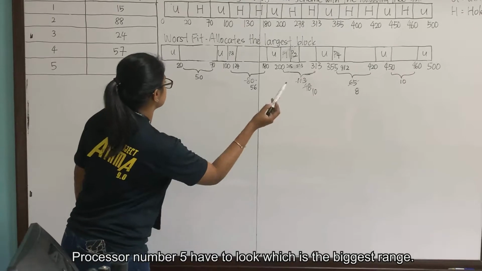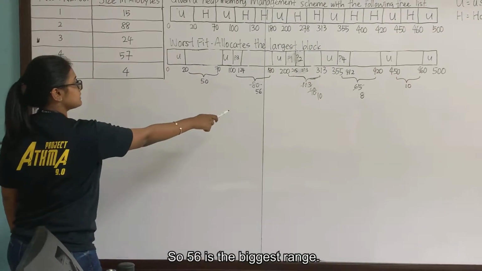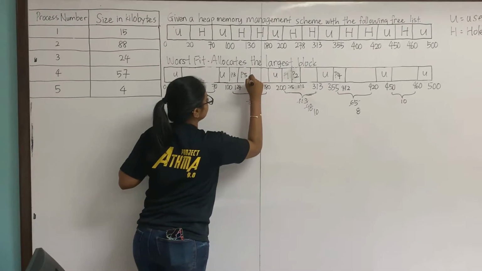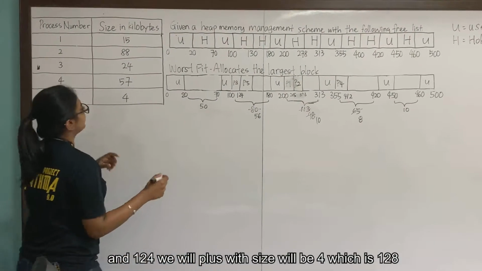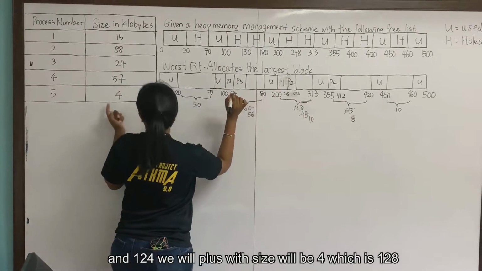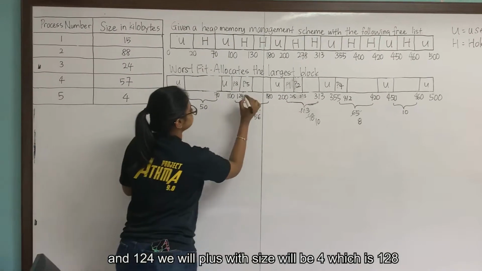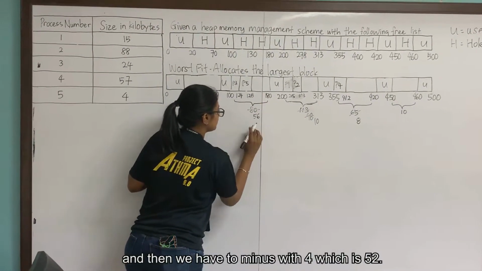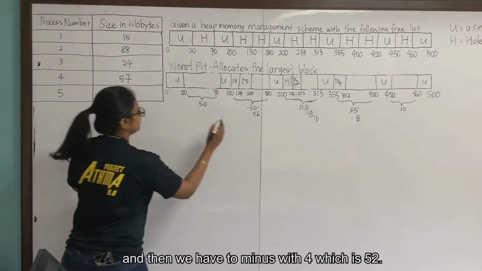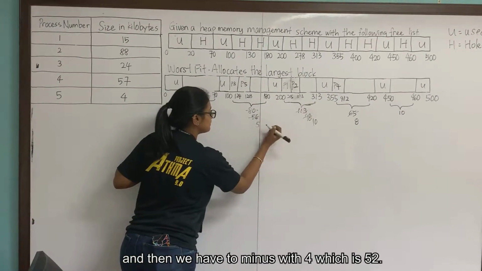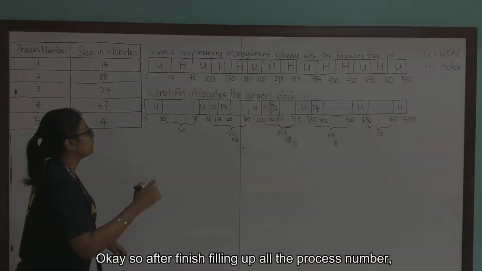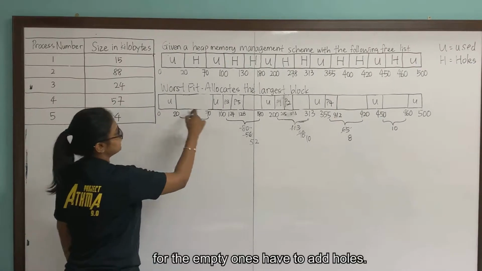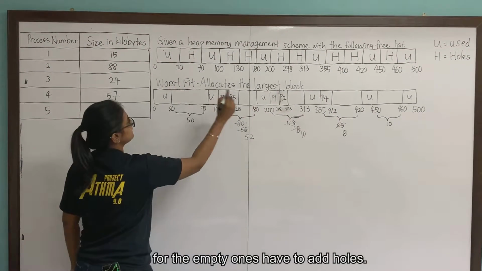Then we go to process number 5. For process number 5, we look for the biggest range. So 56 is the biggest range, so we will put P5 here, and 124 we will plus the size, 4 kilobytes, which is 128, and then we minus 4 from the range, which is 52. After filling up all the processes, for the empty ones we have to add holes.